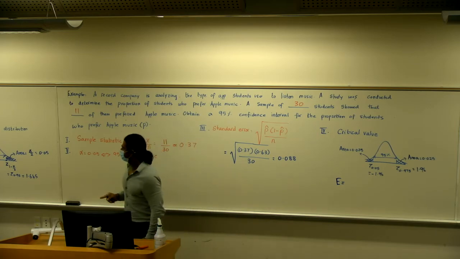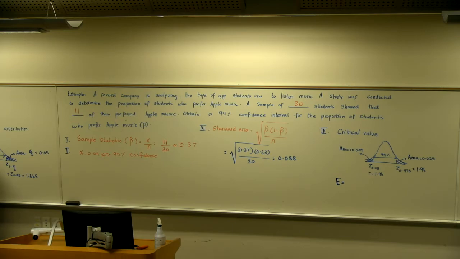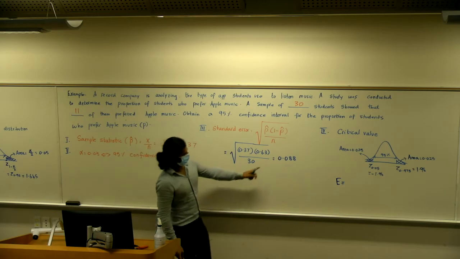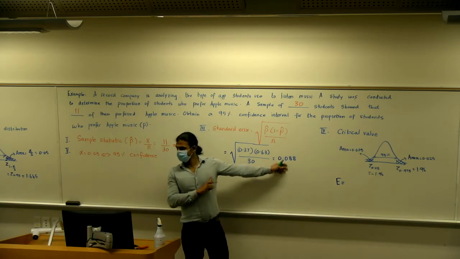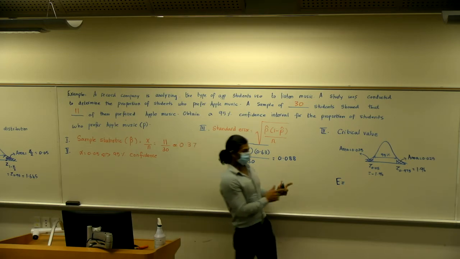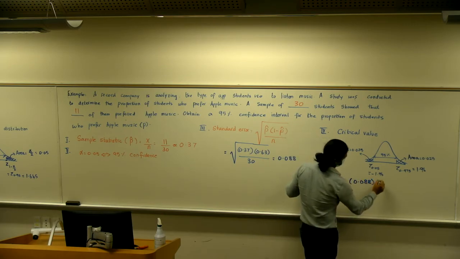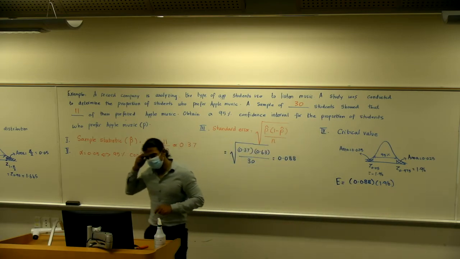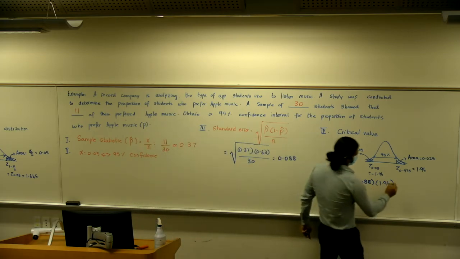What is the margin of error? The margin of error is always the product of two things, the standard error and the critical value. The standard error is 0.088. Did we all verify? Do we get the same answer? Yes. Multiplied by 1.96, and what do we get? 0.17248.